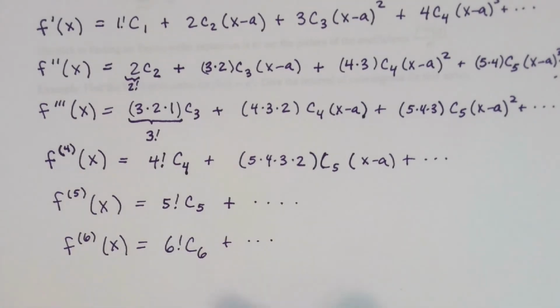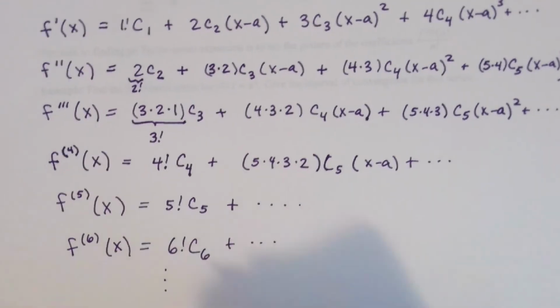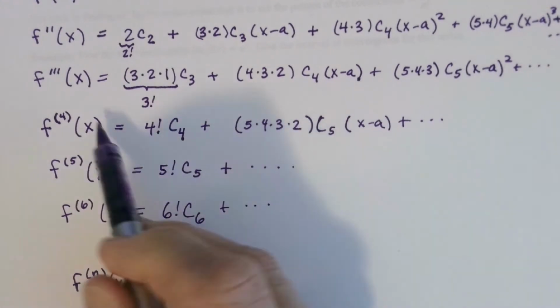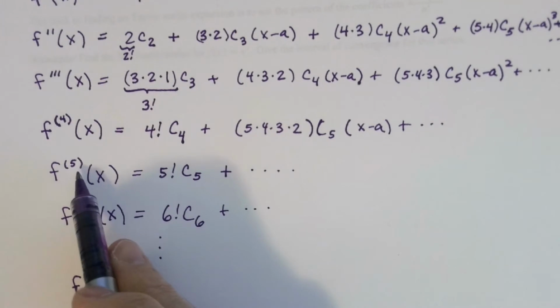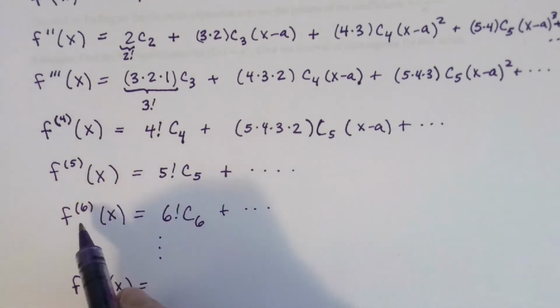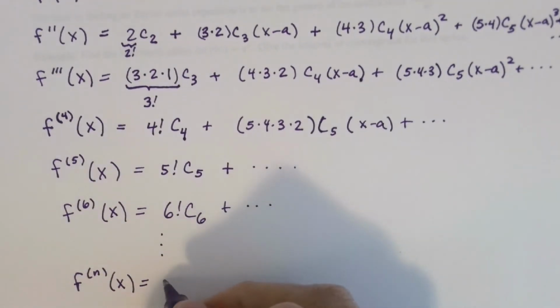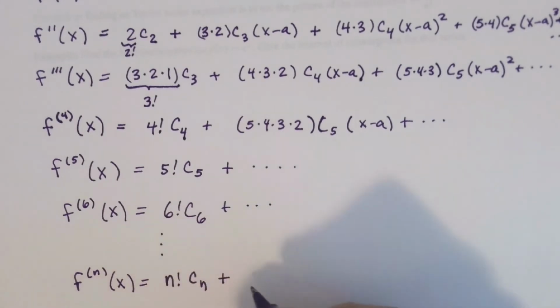So, the question to us is the following: what's the general nth derivative if this pattern continues? Do you see the pattern? What's the pattern going to be? If it's 4, it's 4 factorial c sub 4 plus a bunch of stuff. Fifth derivative, 5 factorial c sub 5 plus a bunch of stuff. Sixth derivative, 6 factorial c sub 6 plus a bunch of stuff. So this is obviously going to be what? N factorial c sub n plus a bunch of stuff.